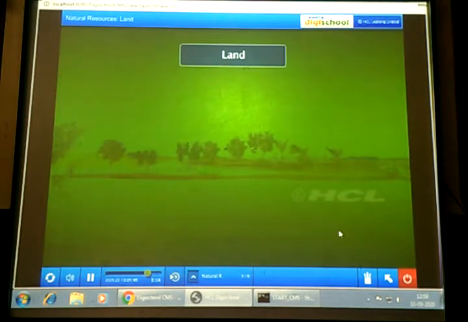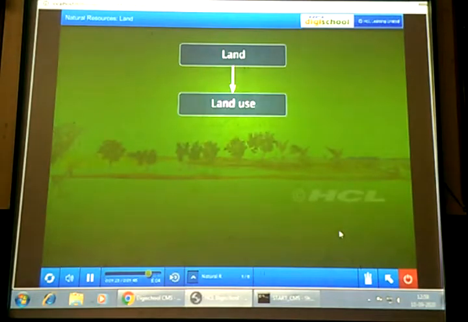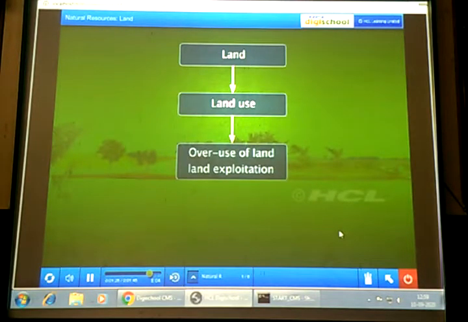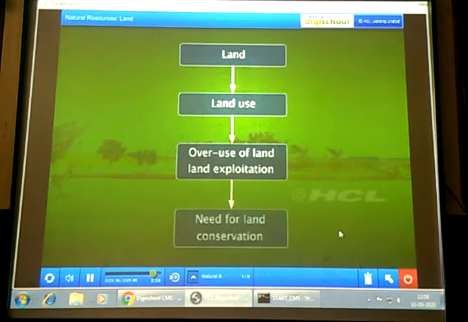We use land for various purposes. Overuse of land leads to land degradation. When such a situation arises, then comes the need to conserve land. Let us now move on to learn about these concepts in detail.